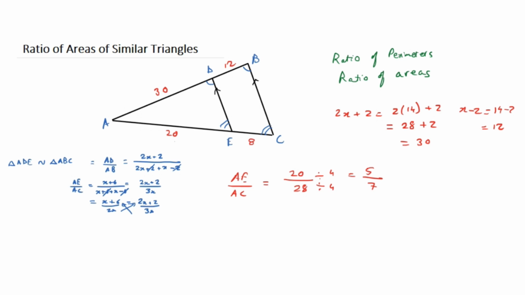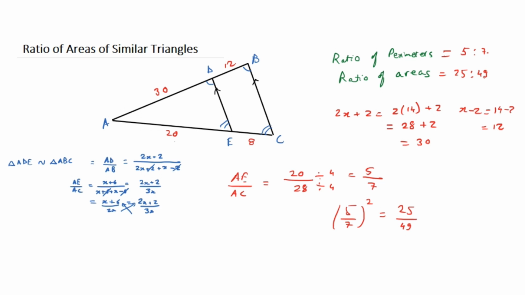So ratio of perimeters, we learned in the earlier examples that it is the same as the ratio of the sides. So the ratio of perimeters is obviously going to be equal to 5:7. The ratio of the areas will have to be the square of 5 over 7. That gives us 25 over 49. So the ratio of the areas will be 25 is to 49.